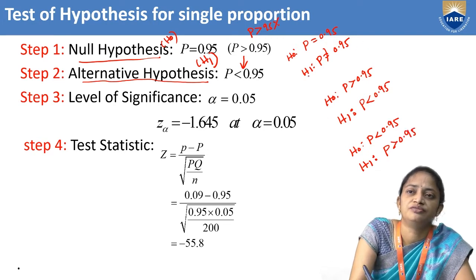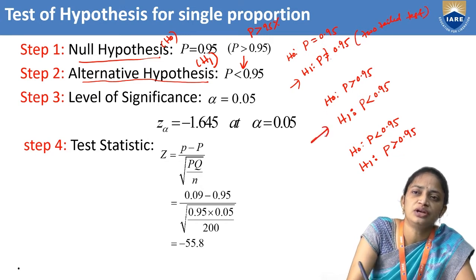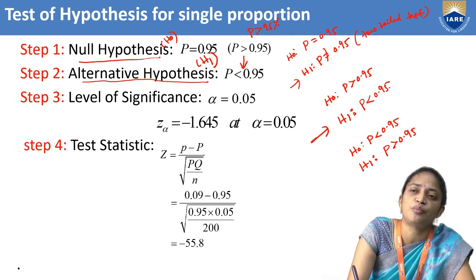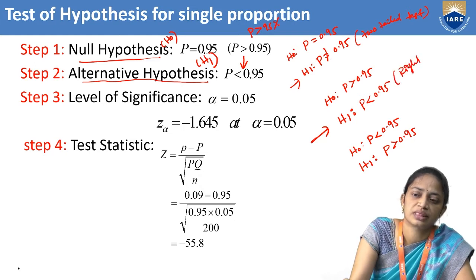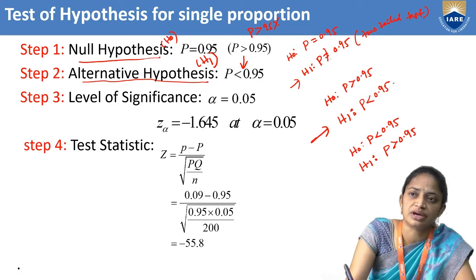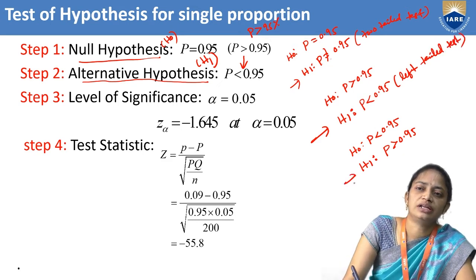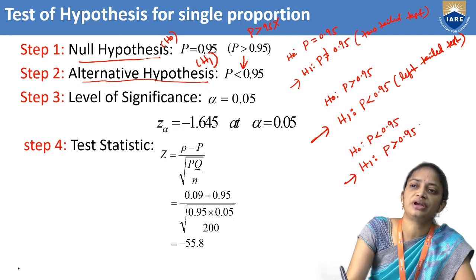If in the alternative hypothesis p is not equal to 0.95, that is a two-tailed test. If in the alternative hypothesis p is less than 0.95, that is a left-tailed test. If in the alternative hypothesis p is greater than 0.95, that is a right-tailed test.